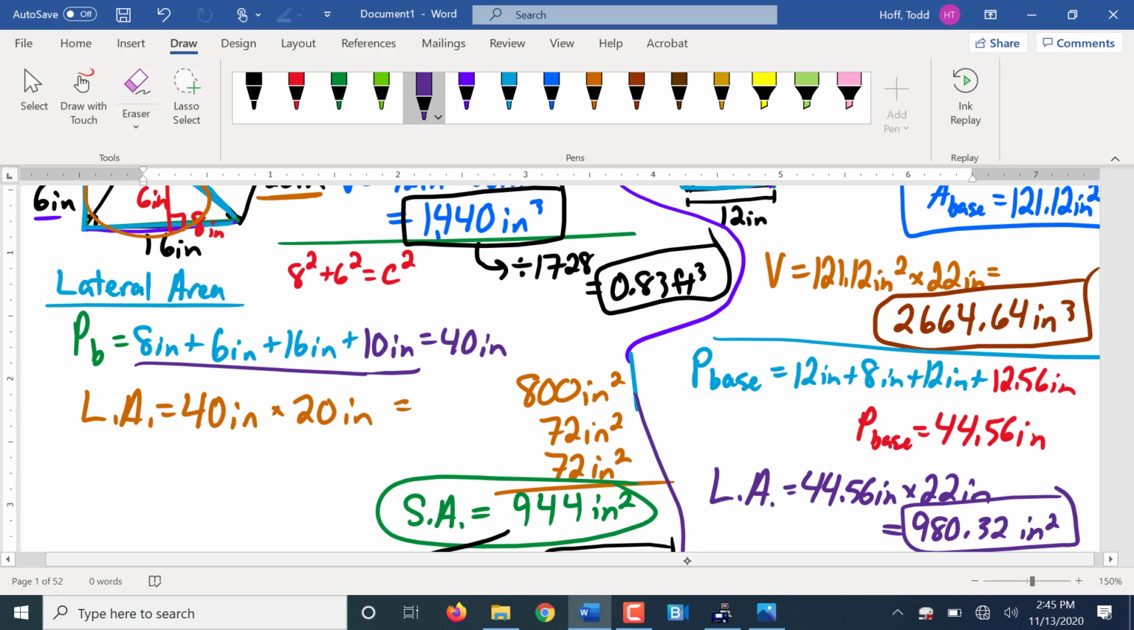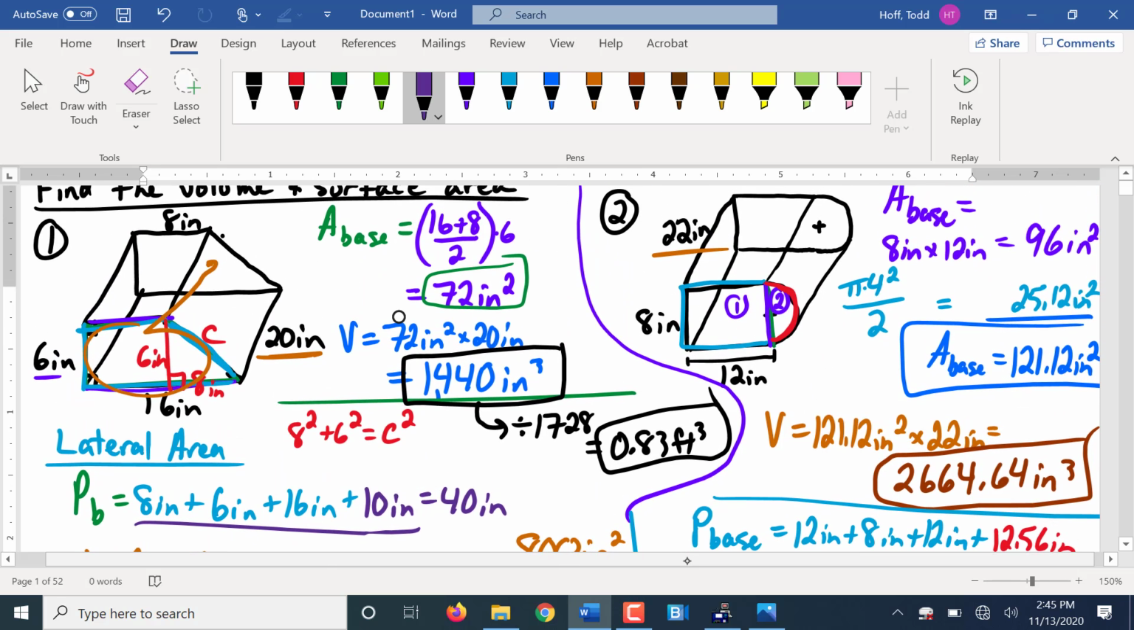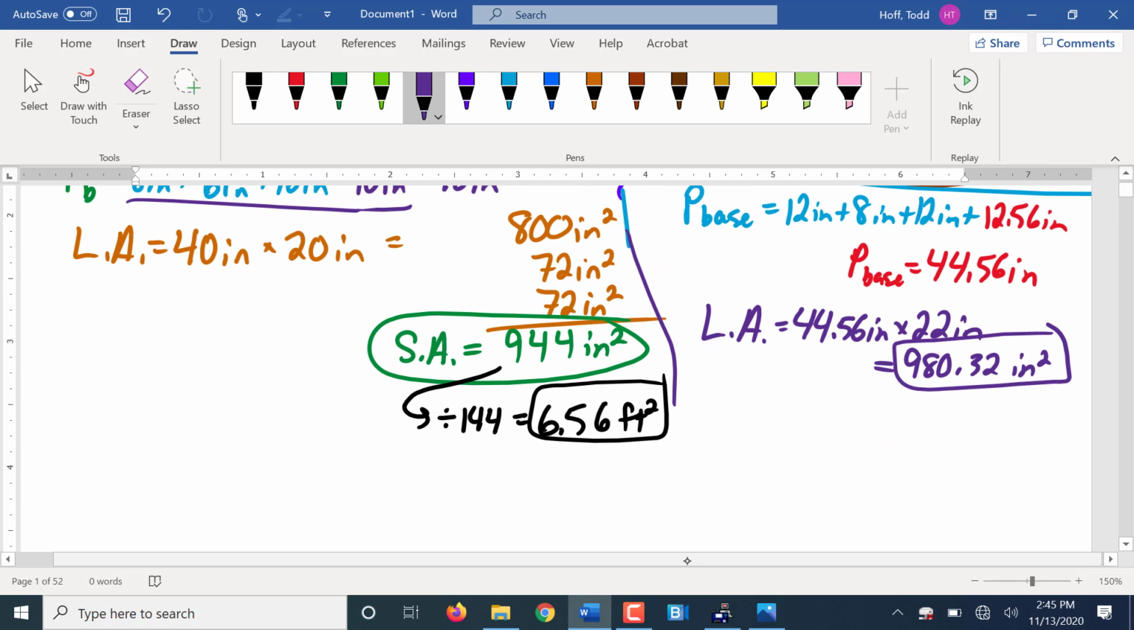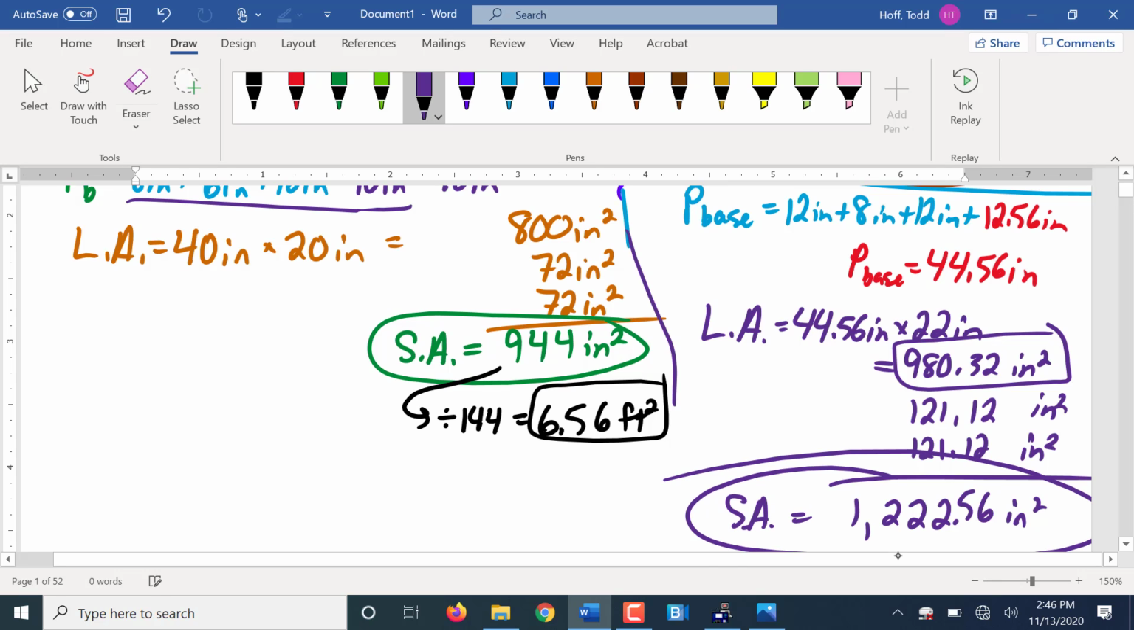What do we have to combine with that yet to finish this off? Careful. The 121.12 twice, yes. There we go. Yeah, 1222.56 square inches is our surface area. Not so bad?